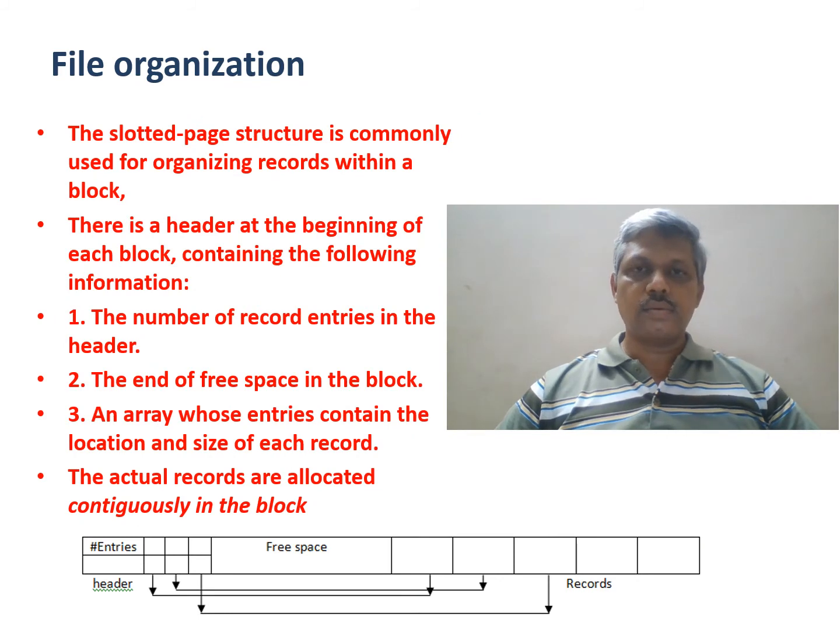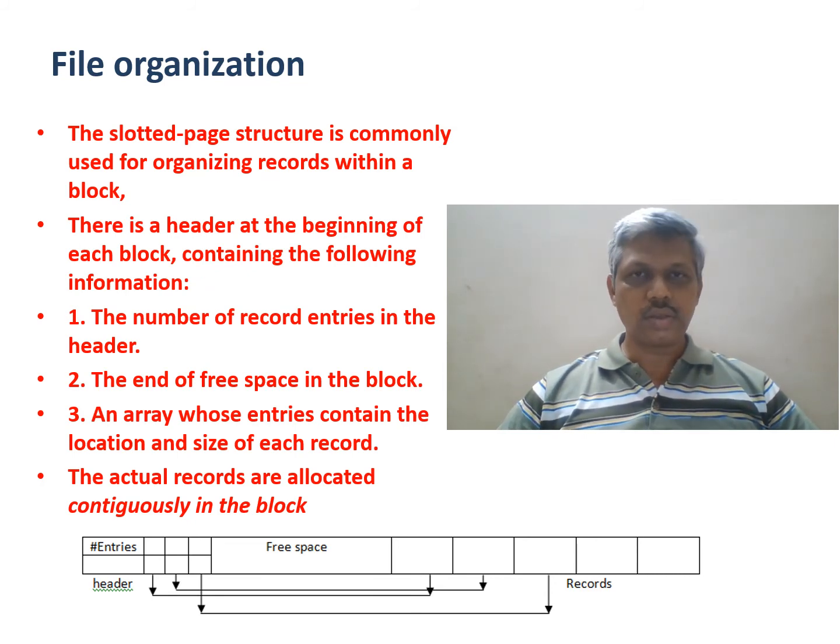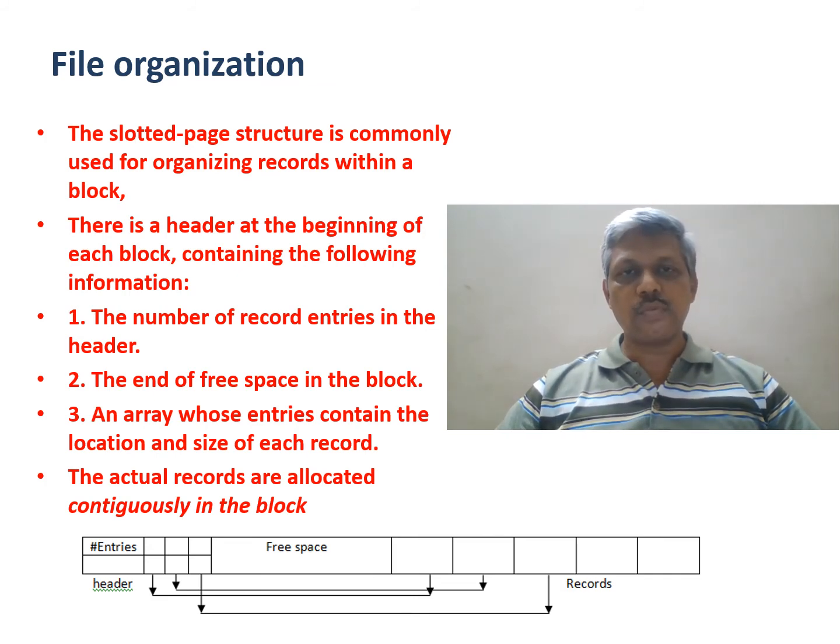Within a file, we observed that it is divided into blocks. Every block is organized in a fashion similar to the variable length records that we have seen in the previous slide. The starting part of the block contains metadata, which consists of the number of record entries in that block, the end of the free space available, which is used to store the next records in that block, and an array whose entries contain the location and size, offset and size, just like in the previous case. So that kind of metadata is stored again.